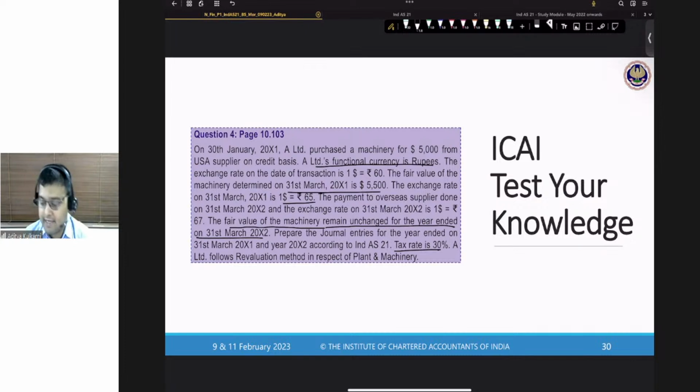So it is not an exchange rate change. Do not get confused by saying that sir is treating plant and machinery as a monetary item. No. I am treating it based on the exchange rate on the date of fair valuation, which is the condition for translating assets and liabilities. I translate those assets and liabilities which are non-monetary and which are recorded using the fair valuation model at the rate on the date of fair valuation.